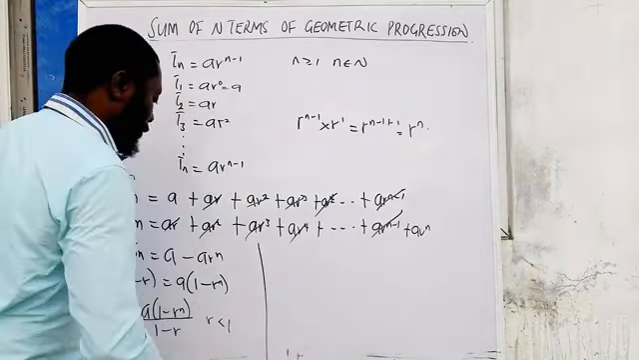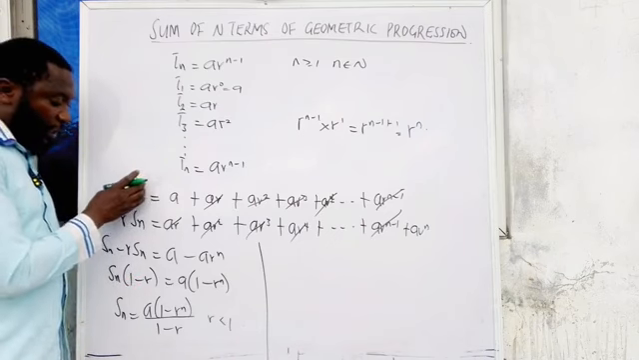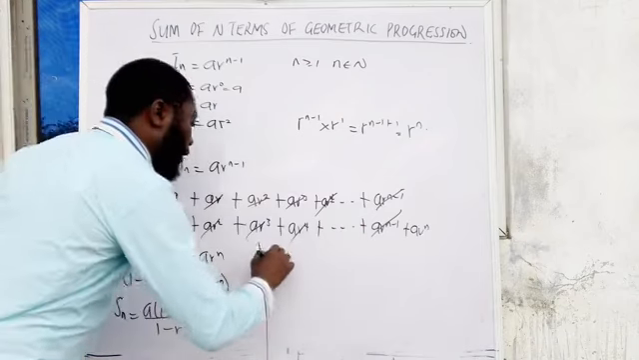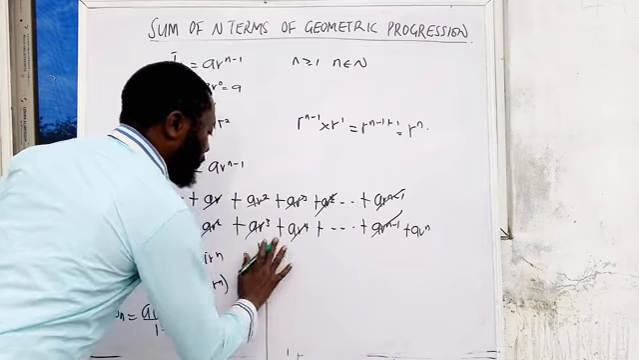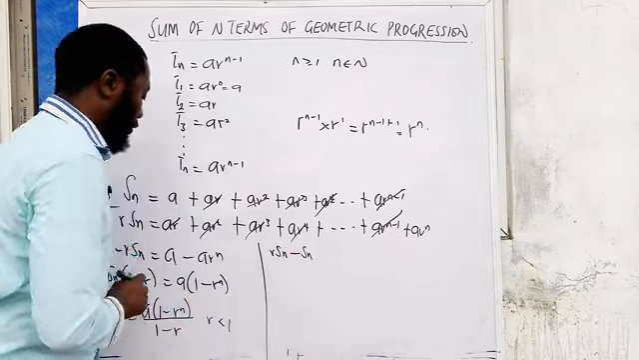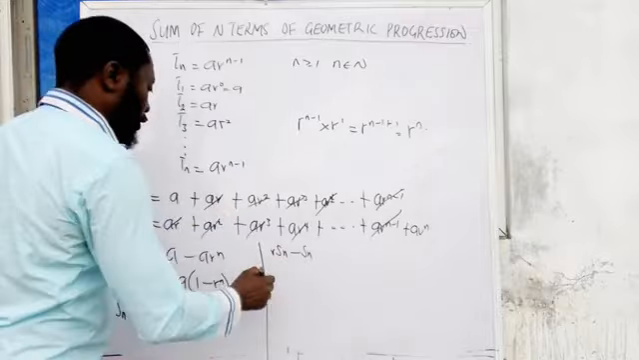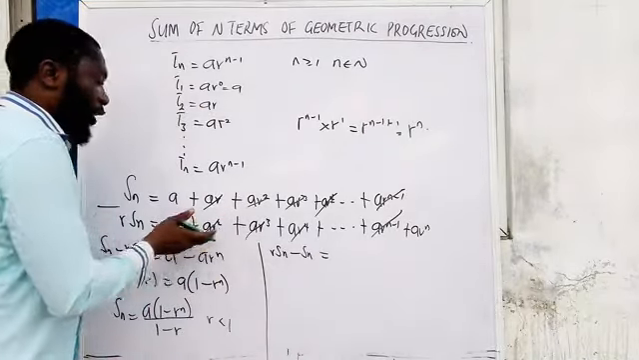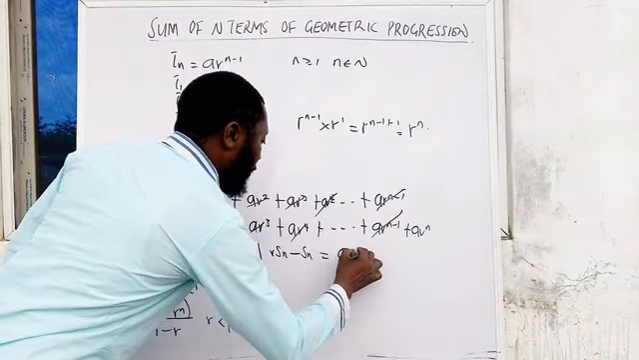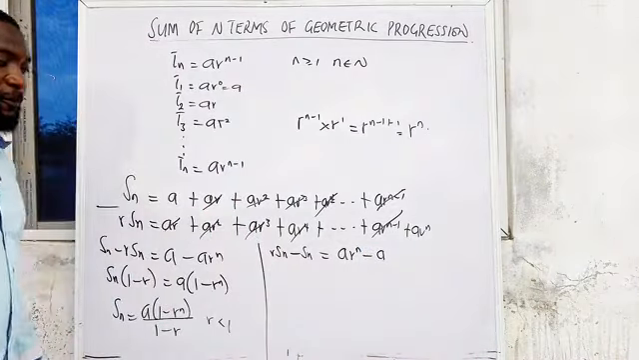Also, let's consider the second case. If we are to take Sn from rSn, so we have rSn minus Sn. We want to take the upper part from the lower part. The same case, the only difference is that all the signs are reversed. So what will be left is ar raised to the power of n minus a. This is what we have.